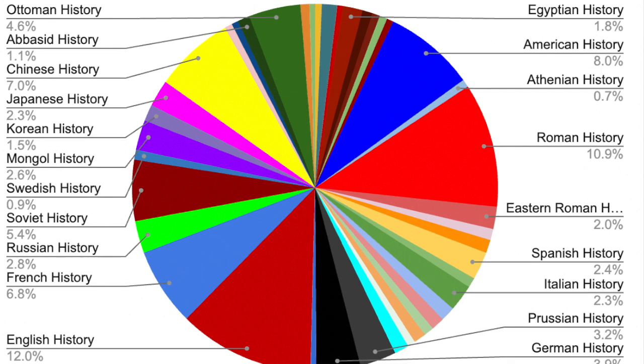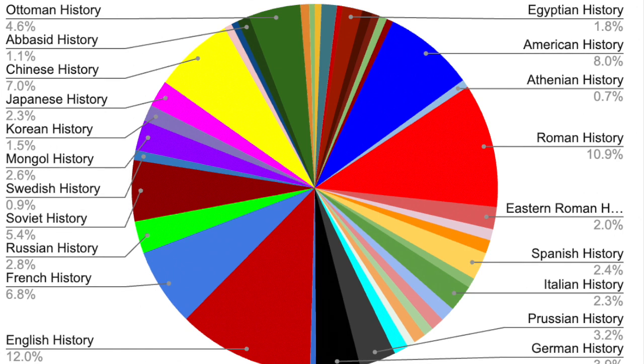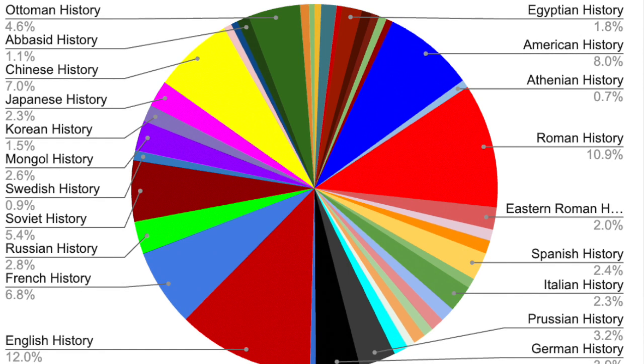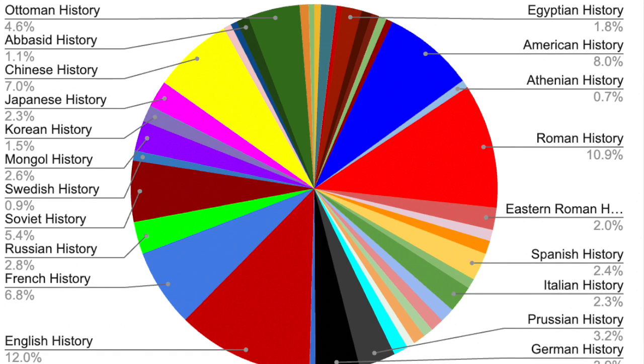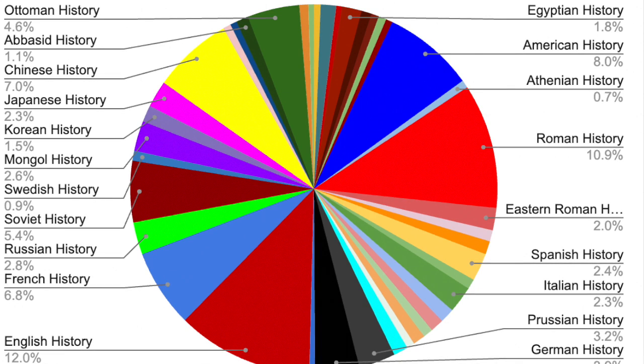Then you get Spanish history, 2.4%. And then you get smaller percentages, but not by that much, which is Italian history, 2.3%, but then, of course, that's not considering the Romans. Mongol history is actually 2.6%. Japanese history is 2.3%. And then after that, you get other groups that are not as popular. So these are all within the 1% range. You got Eastern Roman history, that's actually 2%.